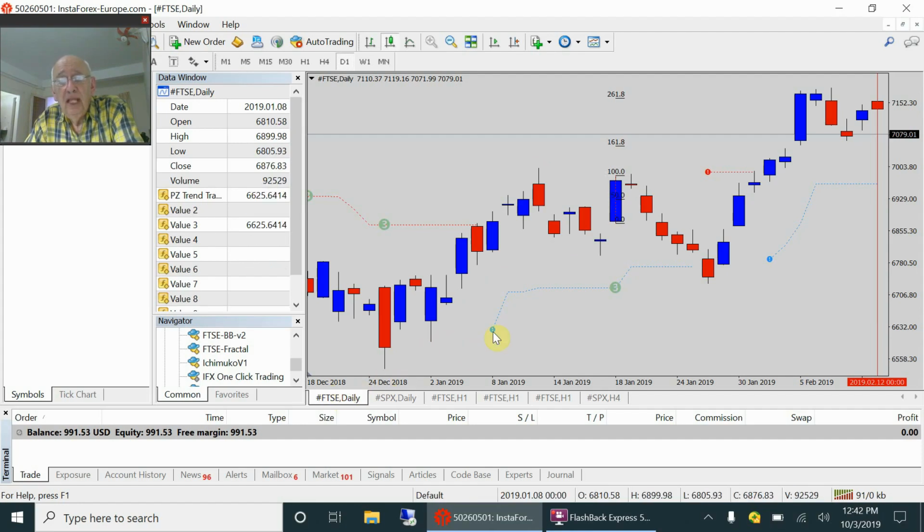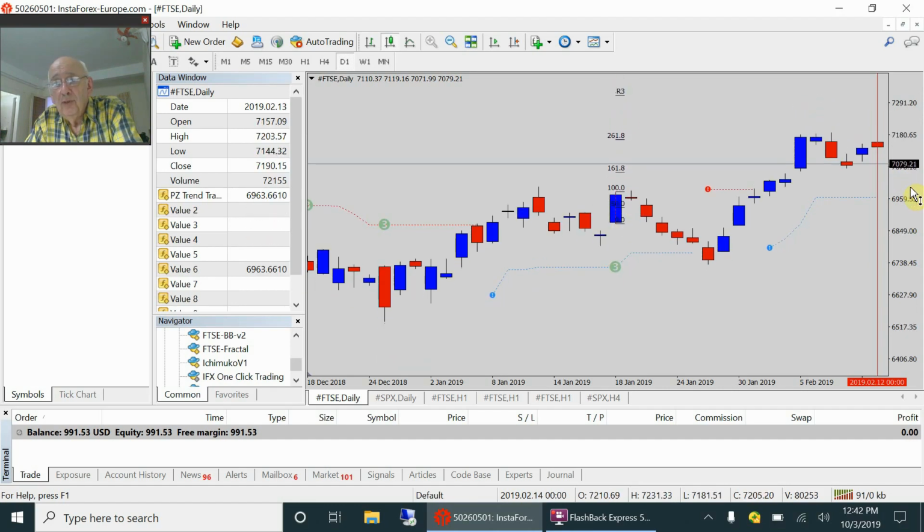On the FTSE Daily, on the trend trading system, we have the trend line over here. We had a breakout over here, on the 18th of January, and we got a signal. On the top of this candle, I placed a buy order to buy on the high of that candle. My stop loss is down here, and I drew my Fibonaccis in.